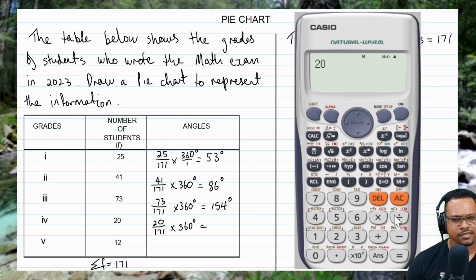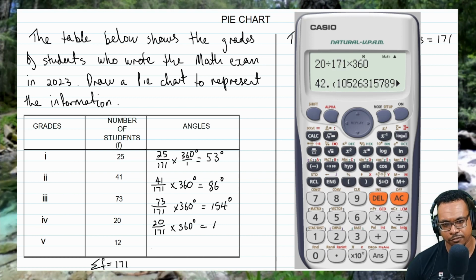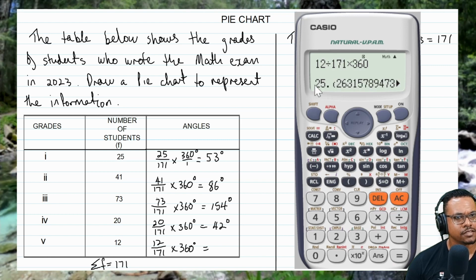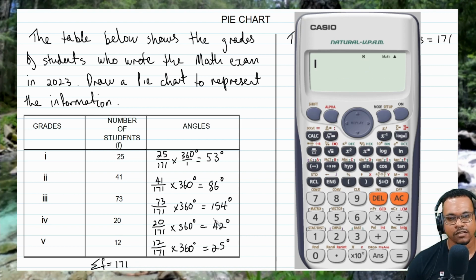So we put 20 divided by 171 multiplied by 360, and we get 42.1, so just remain 42. So we have 42 degrees. And then the last one, we have 12 over 171 multiplied by 360. So we have 12 divided by 171 multiplied by 360, and we will get 25.26, so that'll just be 25. So 25 degrees. Now let's just look at something here.